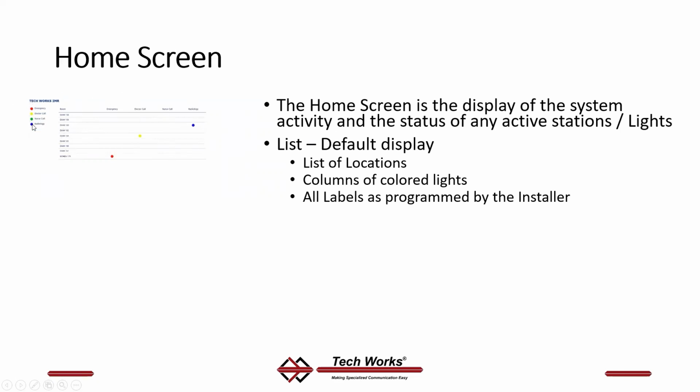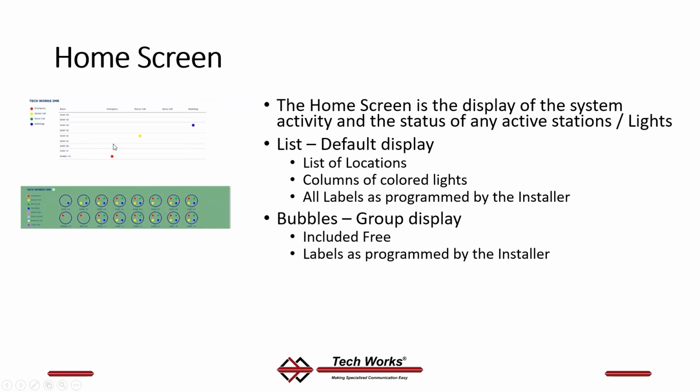The labels of what these are are programmed by the installer, and this little legend over here tells you what a red light means, what a yellow light means, what a green light means, what a blue light means. And these are also listed across the top of the column. So here's your legend of what a blue light means, and here would be all your blue lights by room number.